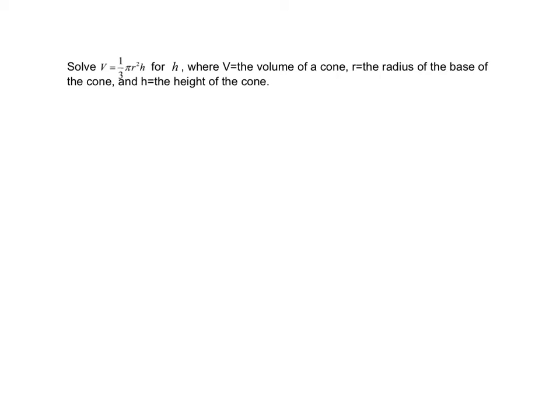All right, here they give me the formula. V equals 1/3 pi r squared h. Okay, they tell me what all this means. V is the volume of a cone, r is the radius of the base of the cone, and h is the height of a cone. This is the volume formula for a cone. Now, what do they want me to solve for? They want me to solve for h. So I need to isolate this h here, okay?